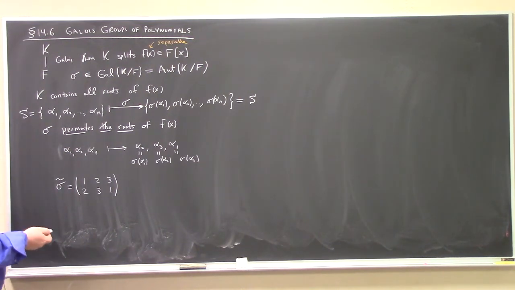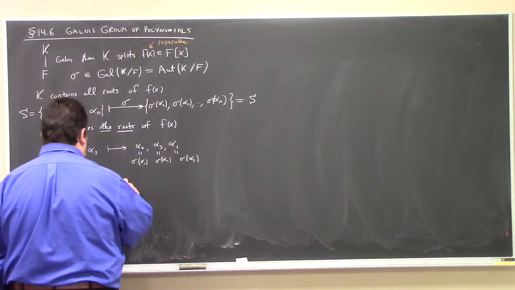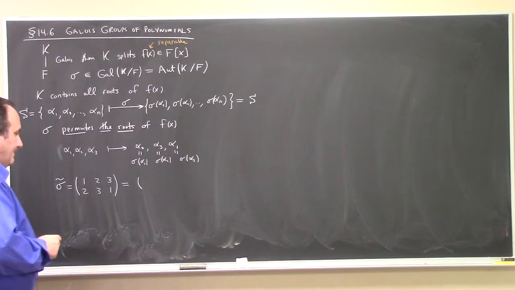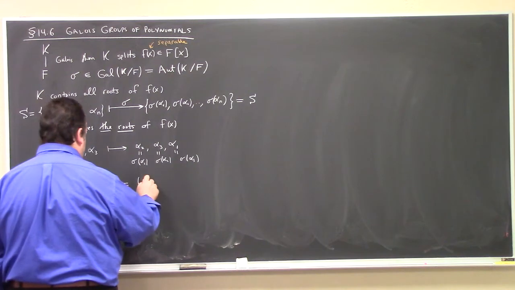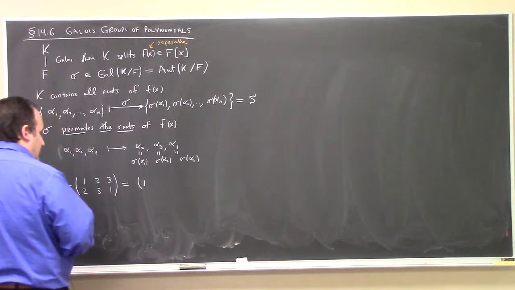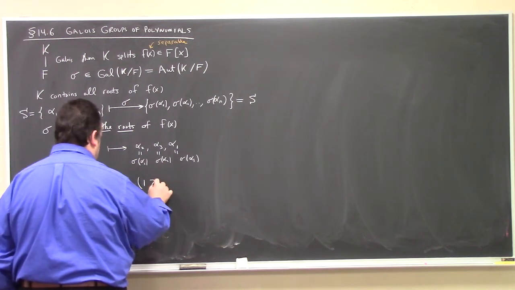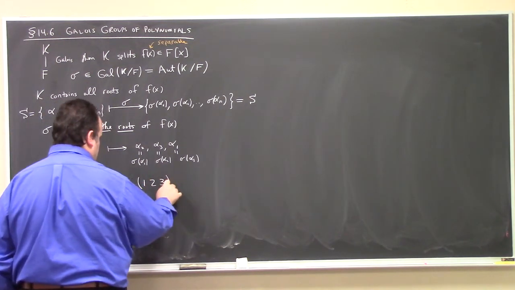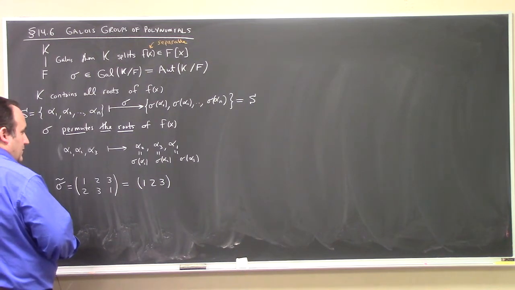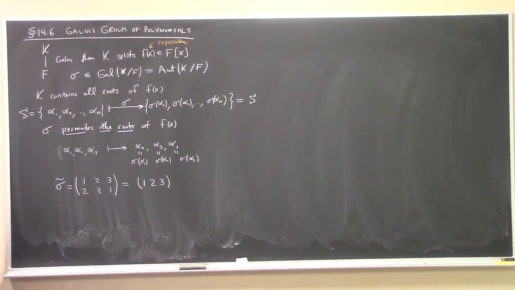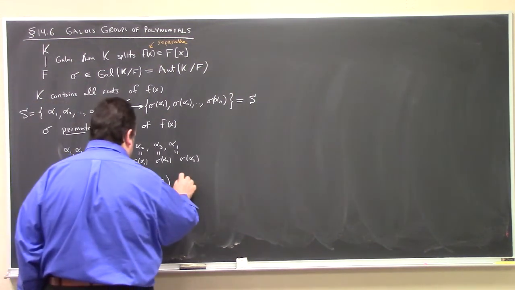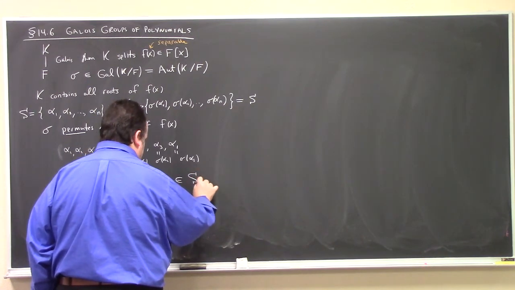What's the cycle notation for this? Let's see here. I'll start with 1. Where's 1 go? 1 goes to 2. Where's 2 go? 3. Where's 3 go? 3 goes to 1. Okay, so this is the 3-cycle. Sigma tilde is the 3-cycle, which is of course an element of what we typically call S3 in this case.